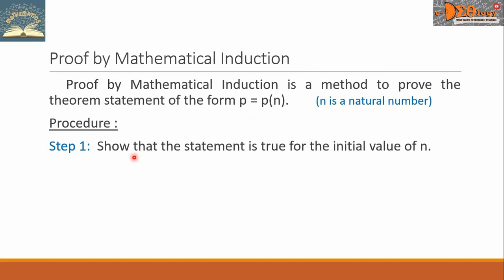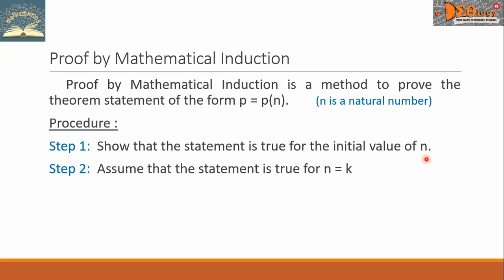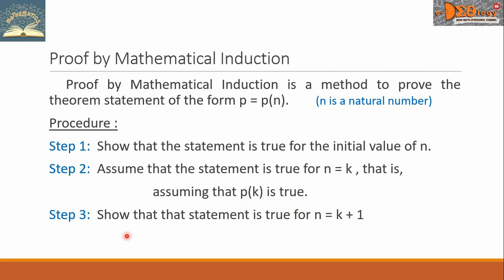Step 1. Show that the statement is true for the initial value of n. Step 2. Assume that the statement is true for n equals k. That is, assuming that P of k is true. Step 3. Show that the statement is true for n equals k plus 1. That is, showing P of k plus 1 is true.